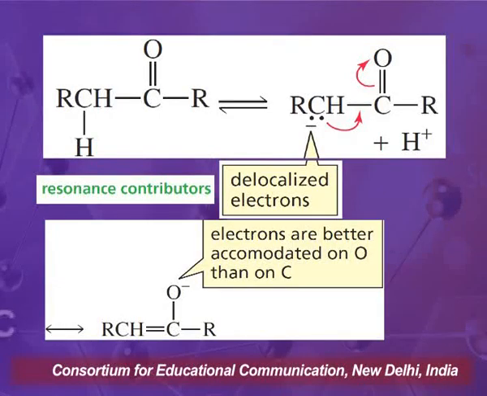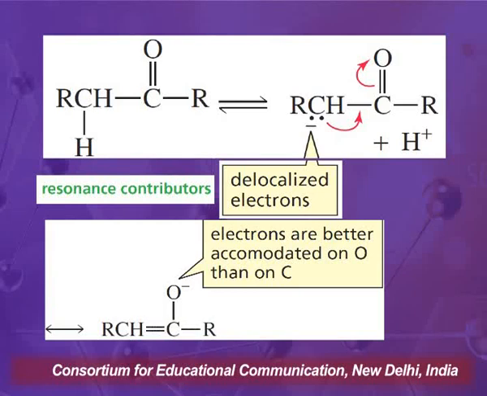As you can see on your screens, I have shown that when an alpha hydrogen dissociates and this bond dissociates, and this alpha hydrogen is given off as a proton, we get a carbanion. And in this carbanion, since there is conjugation between this non-bonding pair of electrons and the pi bond of the carbonyl group, resonance can take place.